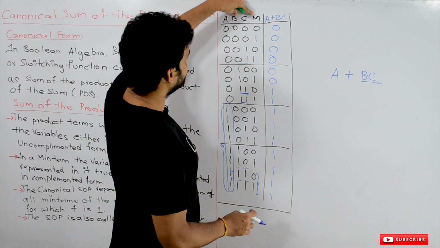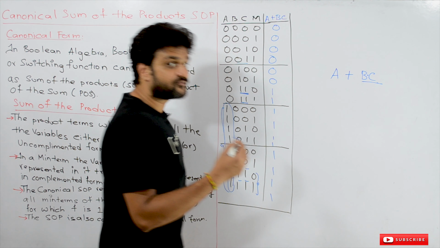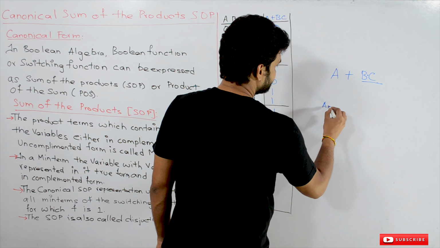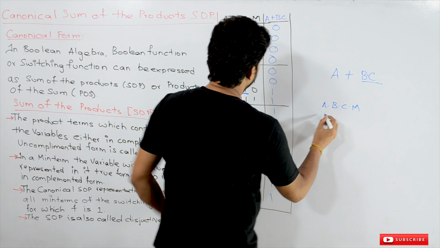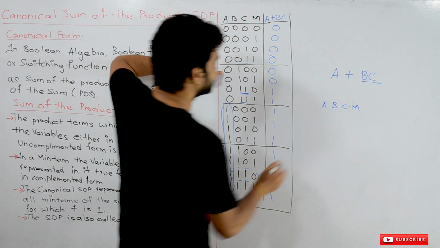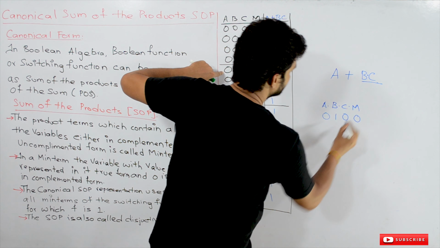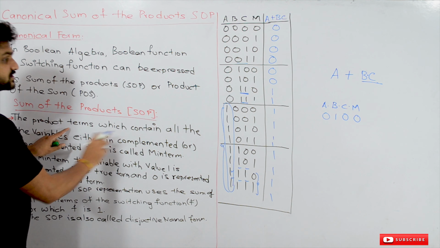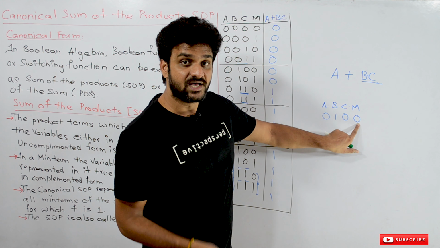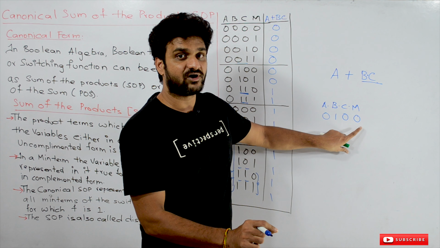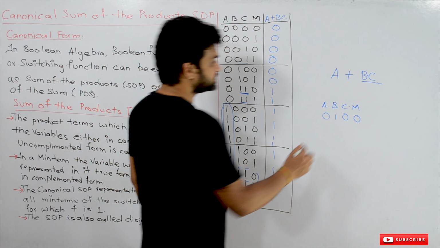So for example, if you consider the input with all these 4 variables, taken in the form of a product, for example A, B, C, M, and if you consider one of the combinations of these 4 inputs, for example 0, 1, 0, 0, if the product term contains all the variables, either in complemented or uncomplemented form, it is called a min term. So this is what we call a min term.